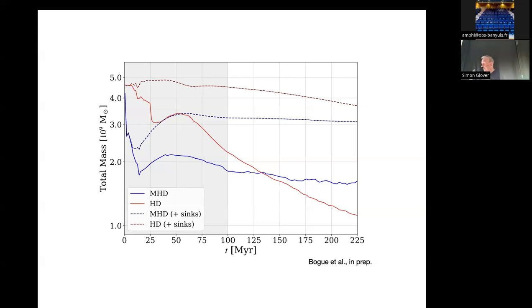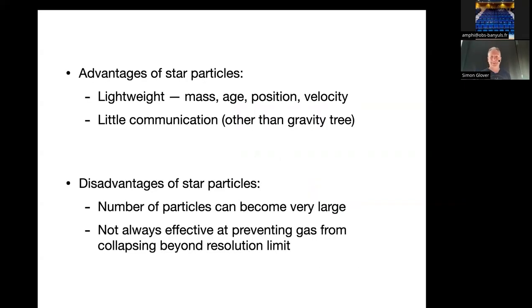Star particles don't have this problem because by construction, any gas which is not forming stars in the star particle approach stays on the grid. The problem they have is that this means that you sometimes don't remove the gas fast enough and allow it to collapse up to very high densities, and then your simulation grinds to a halt. So trade-offs, always trade-offs.